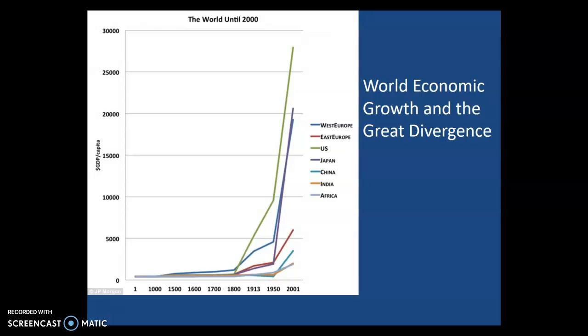It's when this miracle of modern economic growth took place. And as Western Europe and North America began to get wealthier and wealthier while the rest of the world stayed behind, we call that event the Great Divergence. The Great Divergence is when all of a sudden Western Europe and the United States become much, much wealthier than the rest of the world.